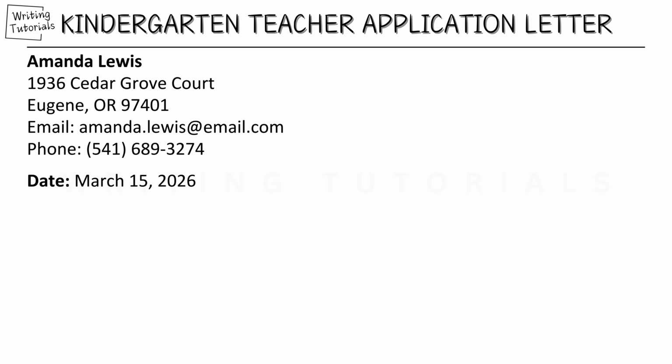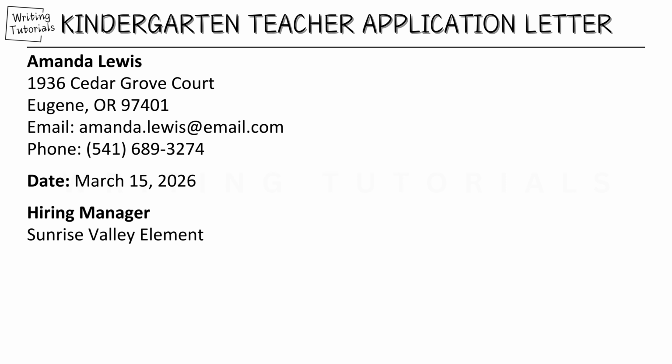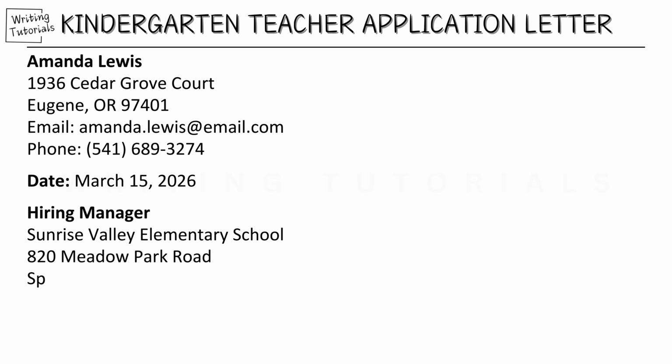After that, we write the receiver's details. This section shows who the letter is addressed to and where it is being sent. It tells the school that your letter is written specifically for them. In this letter, the receiver's details are Hiring Manager, Sunrise Valley Elementary School, 820 Meadow Park Road, Springfield, Oregon, 97477. This makes your letter look professional and targeted, not generic.